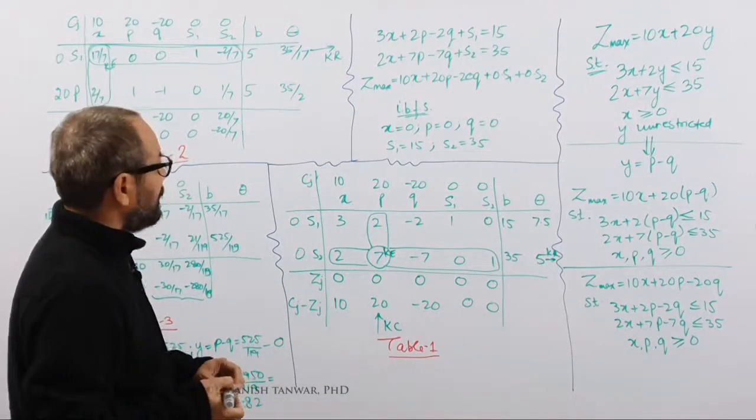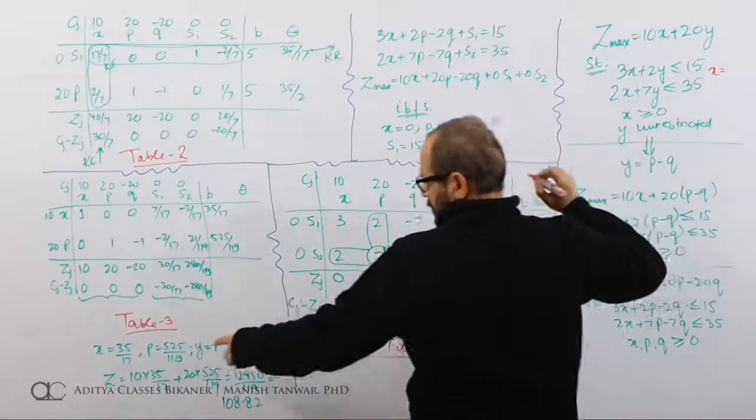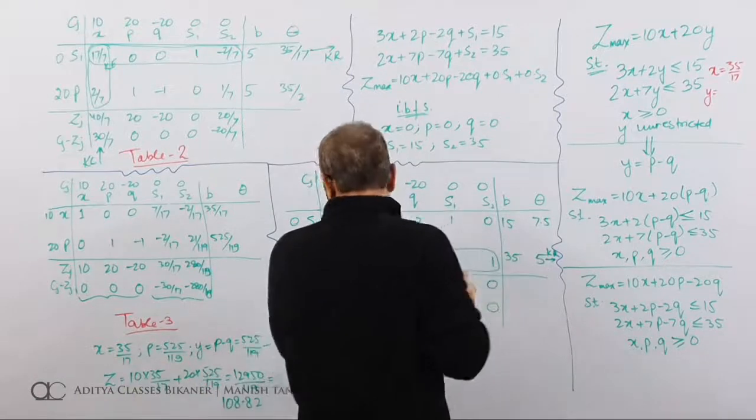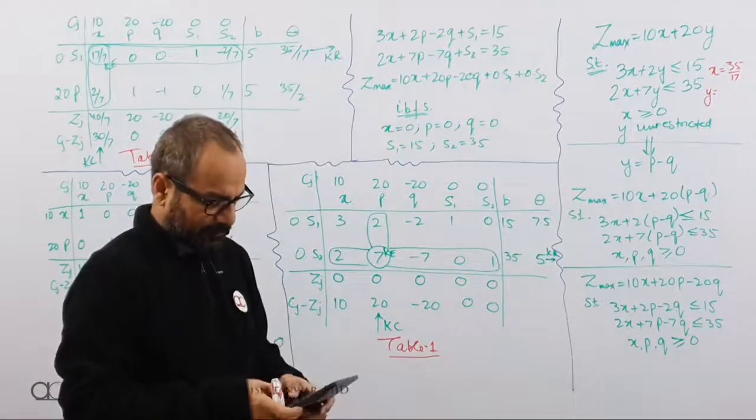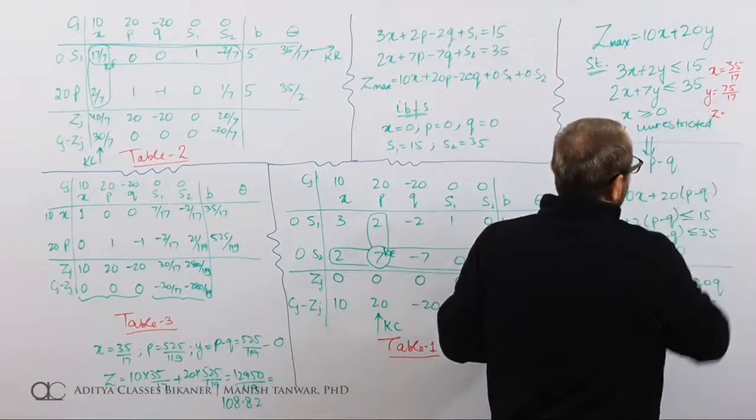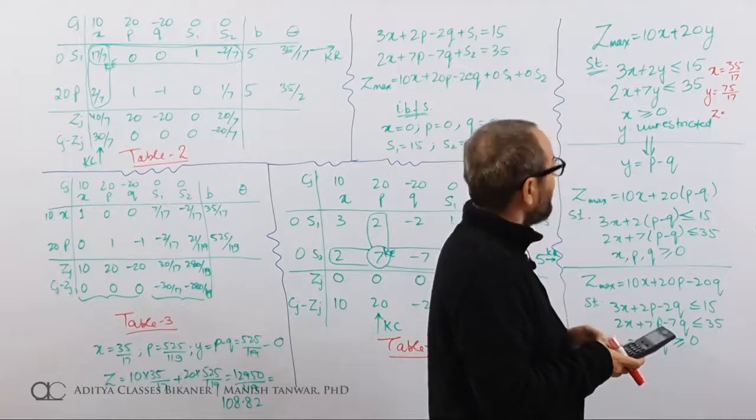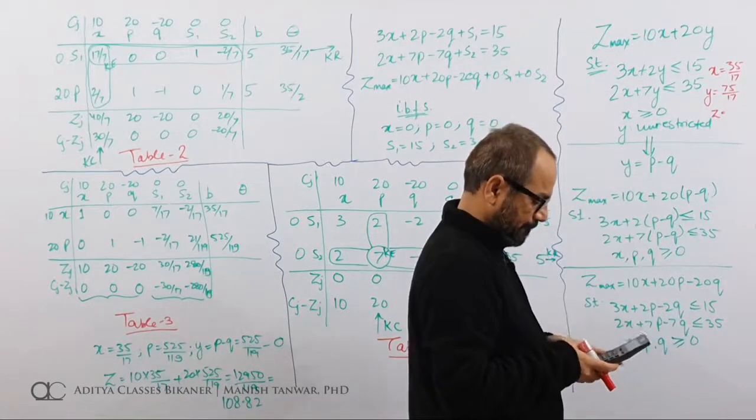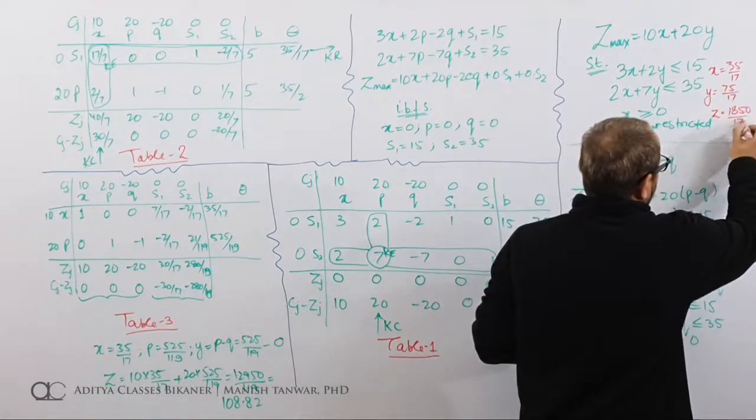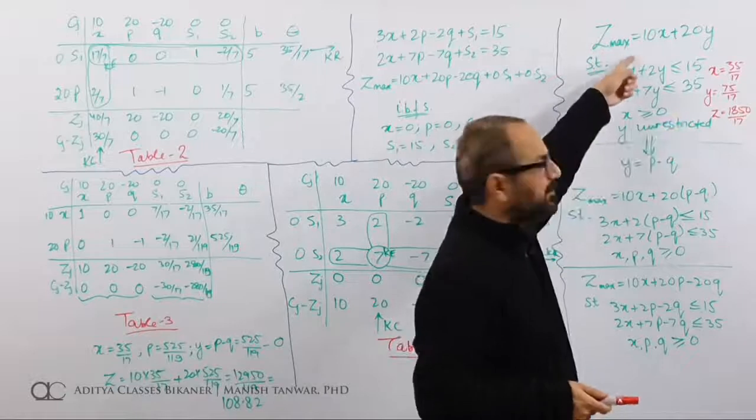Now, if you want, I will put them over here in some different color. X is equal to 35 by 17, Y is equal to 525 by 119. We can simplify it rather. 525 divided by 7, 75 by 17, giving me a Z of, how much is it? 350 plus 75 into 20, 1500, 1850. Perfect. So, this is my solution of this simplex problem where Y was unrestricted.